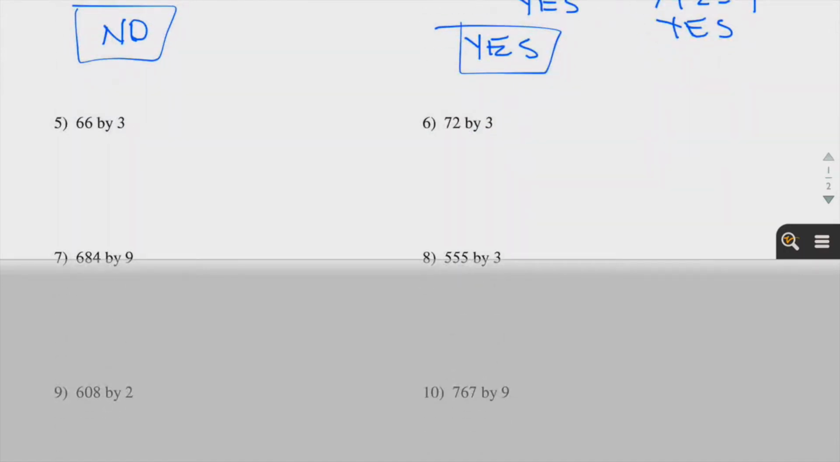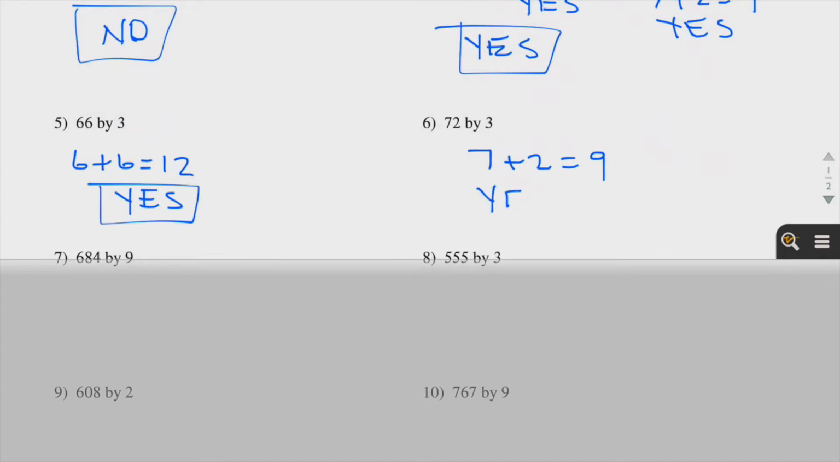Number 5. 66 by 3. Is 66 divisible by 3? So what we do is we add the 6's. 6 plus 6 gives us 12. Does 3 go into 12? Yes, so 66 is divisible by 3. Number 6, 72 by 3. Well, we did that in number 4, but we'll do it again. 7 plus 2 is 9. 3 does go into 9, so 3 does go into 72, yes.